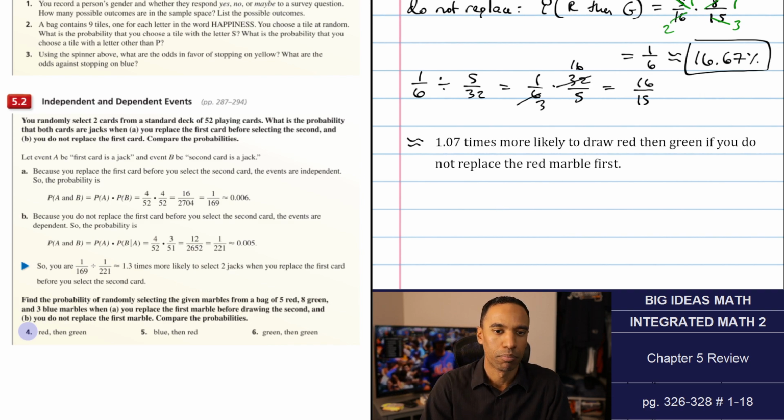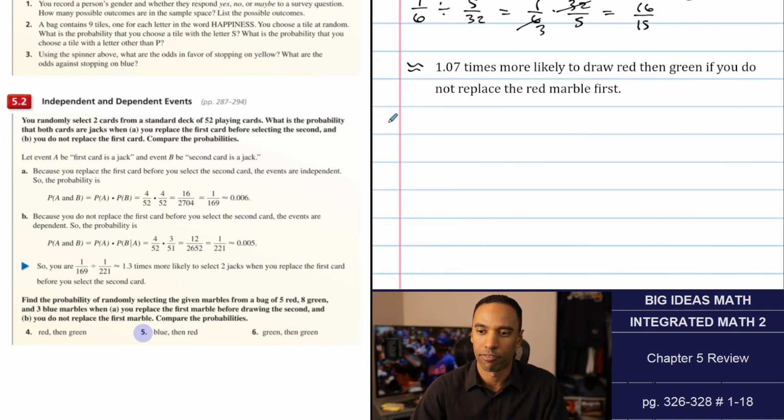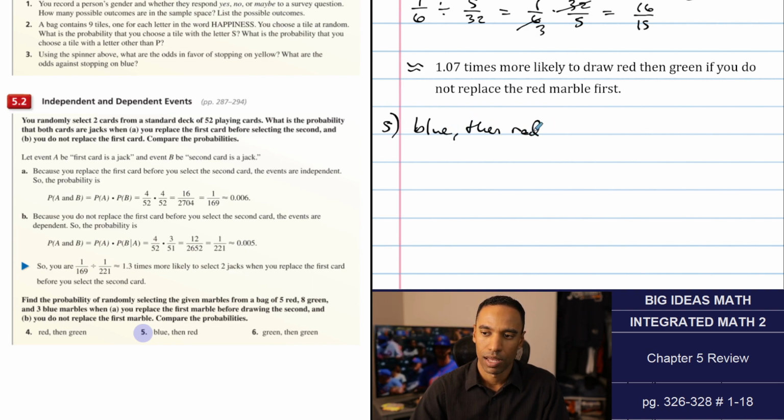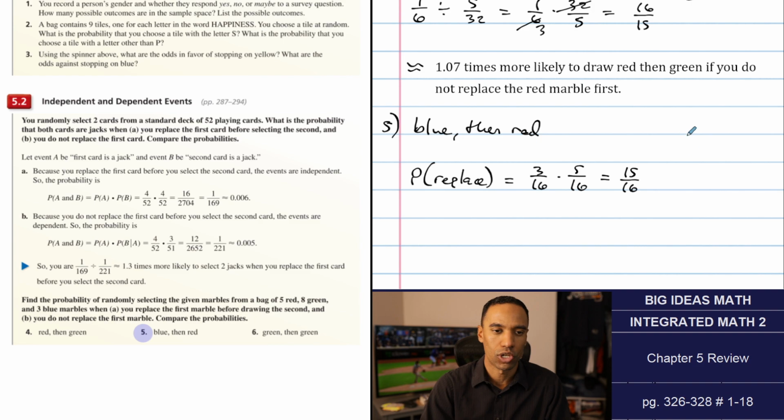All right, number 5, blue then red. Now that we see the idea, we can go pretty fast with it in general. So number 5, blue then red. I'm going to write it out first that way, and I'll say probability of doing it where you replace. I know I'm kind of doing it backwards. Probability of replacing blue then red. So you have 3/16 chance of doing blue. When you replace it, you got a 5/16 chance of red. That's 15 over 16. I should know that value.